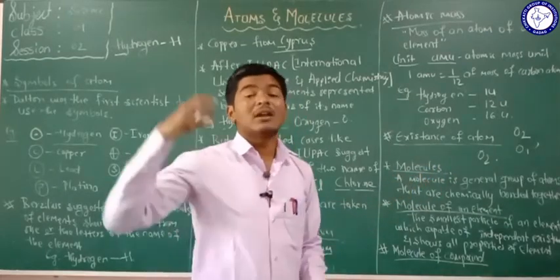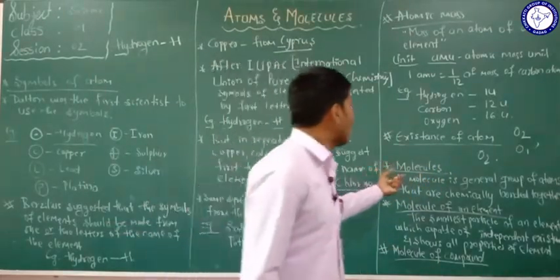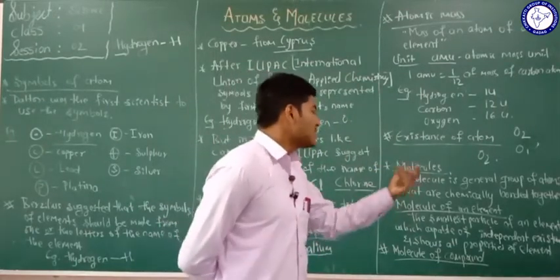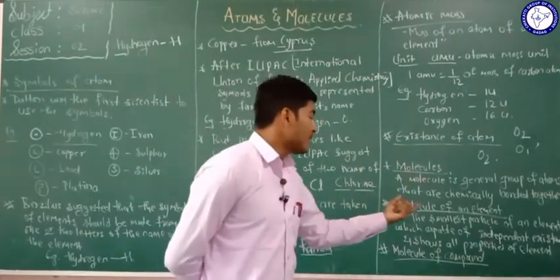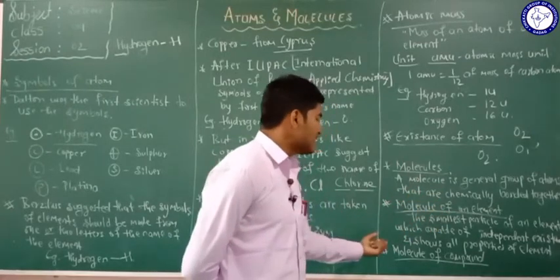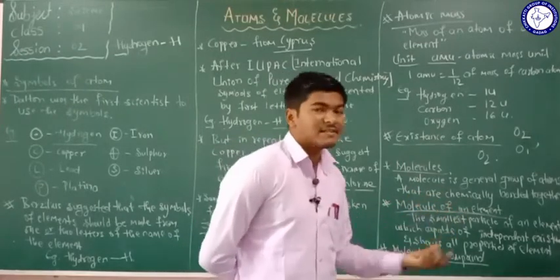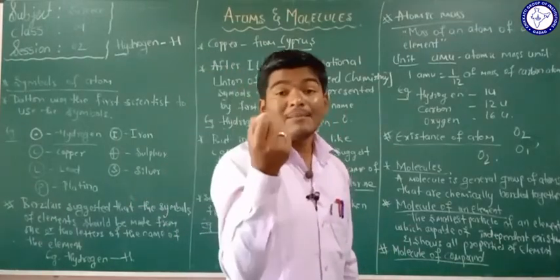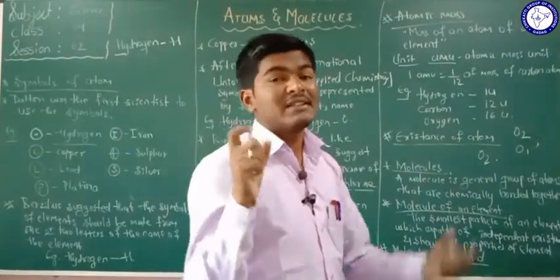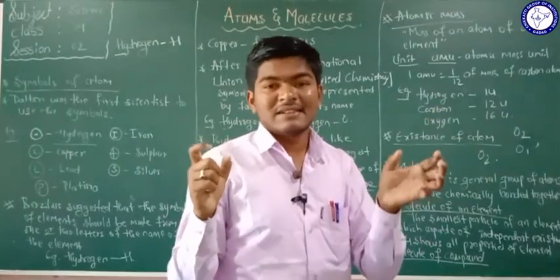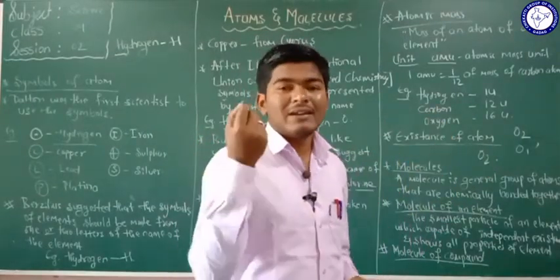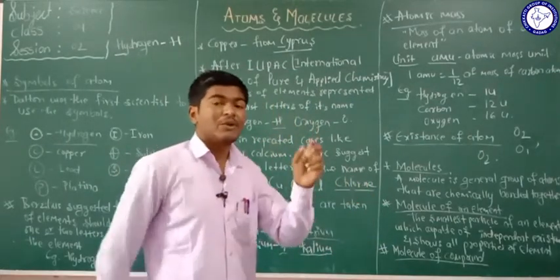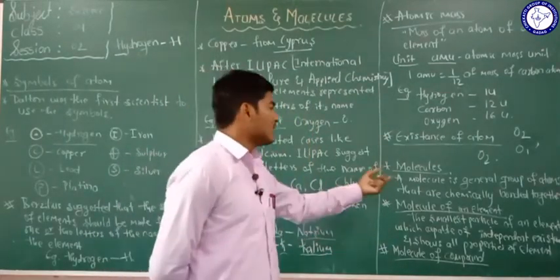So what is the molecule of an element? I am considering only molecules here. The molecule of an element is the smallest particle of an element which is capable of independent existence and shows all properties of the element. An atom of the element is not freely existing in nature. So to get free atoms, we should find a group of atoms. That group of atoms is nothing but the molecule.